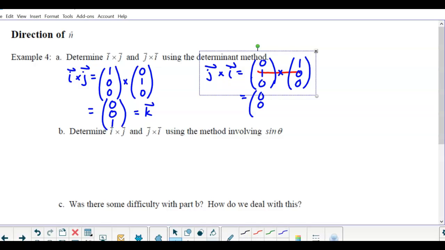In any case, when you cross that off, you get negative 1.